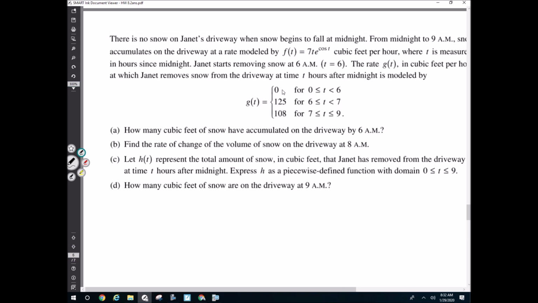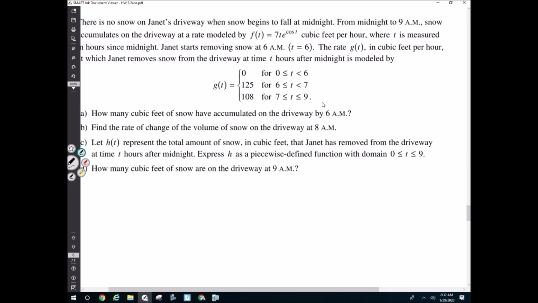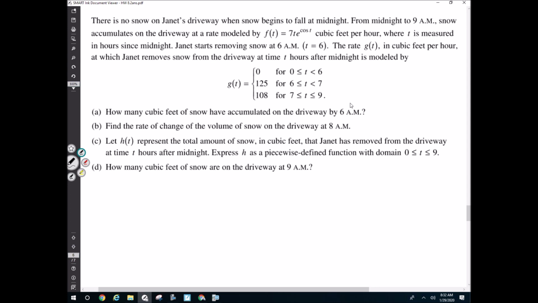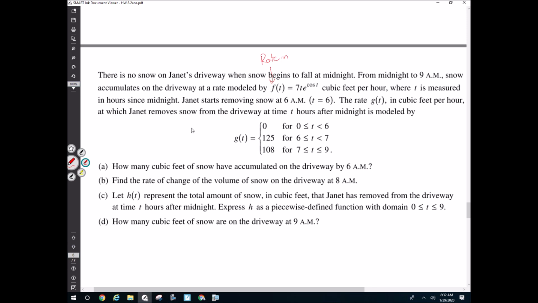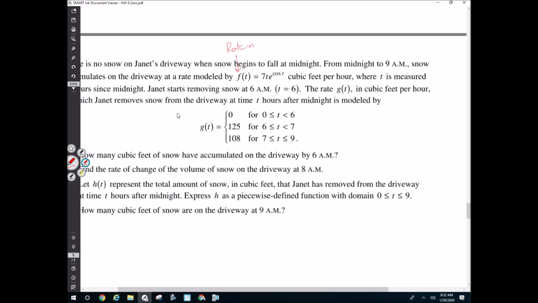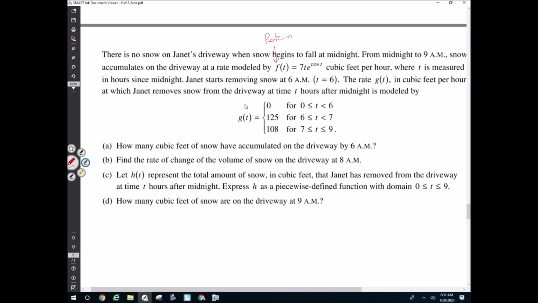All right. Next question. There's no snow on Janet's driveway when snow begins to fall at midnight. From midnight to 9 a.m., snow accumulates on the driveway at a rate of that. Okay, so this would be like the rate at which snow is being added, or the rate in. Janet starts removing snow at 6 a.m., t equals 6, at a rate in cubic feet per hour. The rate at which Janet removes the snow is this. So that's a rate out. Now the rate out is going to be different depending on the hours.